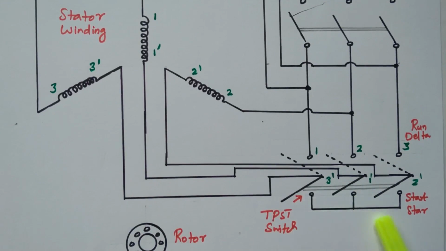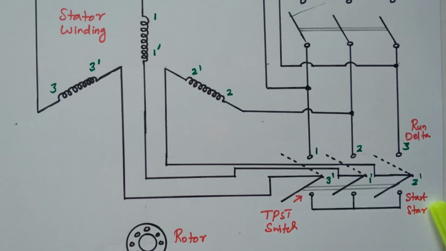So this one side is connected with the star connection. If you connect the switch at the bottom end, the stator winding is connected in star connection, that is, 1 dash, 2 dash and 3 dash are connected. If the switch is connected at the upper end, then it is a delta connection, that is, the winding portions 1, 2, 3 are connected, right. So during starting, the TPST switch is placed in the star connection.